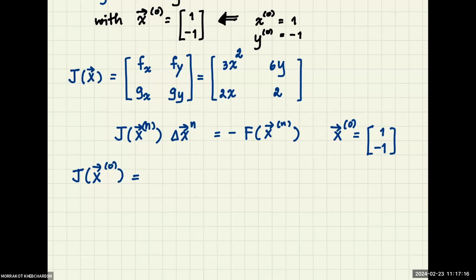What is J at x0? You replace x by 1 and replace y by -1, okay? X is 1, we plug in 1 here, y is -1, plug in here. So you will get 3, oops, 3 times 1 squared, 6 times -1, 2 times 1, and 2.